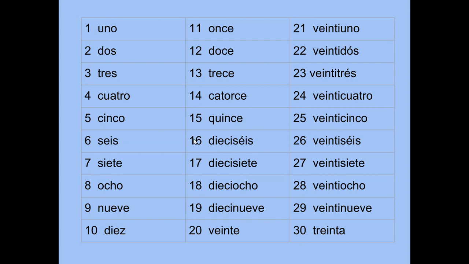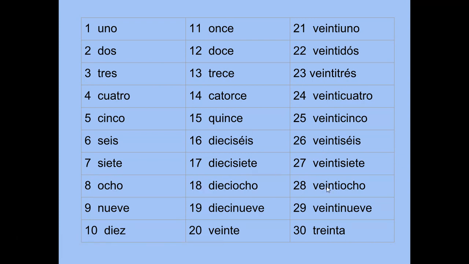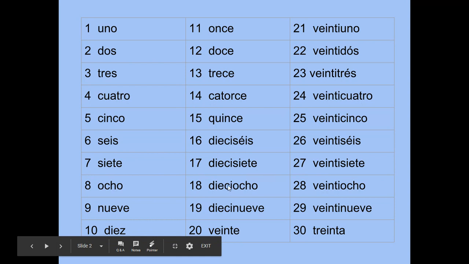And then we can see once we get into the 16 numbers, we have 6, 10 and 6, 20 and 6, 7, 10 and 7, 20 and 7, 8, 10 and 8, 20 and 8, 9, 10 and 9, 20 and 9. And then, of course, 10, 20, 30 all have their own forms. But we can even see a repeat of the tres and the trece that we've seen before for the 3.